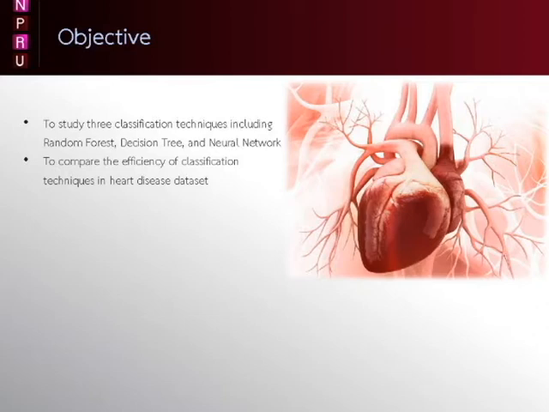In this part, I would like to talk about the objectives of the research. This research aims to study classification techniques, including random forest, decision tree, and neural network, and to compare the efficiency of classification techniques on the heart disease dataset.